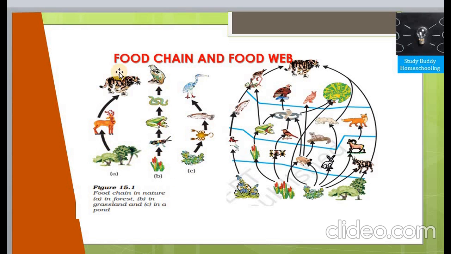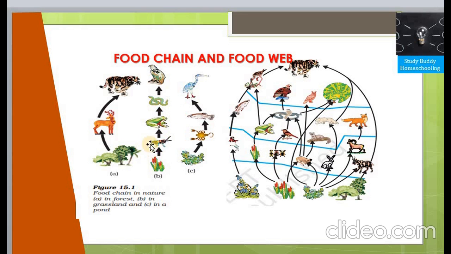If you see in the forest, the first example, plants are being eaten by deer, which is a herbivore, and this deer is eaten by a tiger. This is how energy flow happens. And the second example is in a grassland where grasses are being eaten by grasshopper. Grasshopper is being eaten by frog. Frog is eaten by snake. Snake is eaten by a vulture. So this is how energy flows.